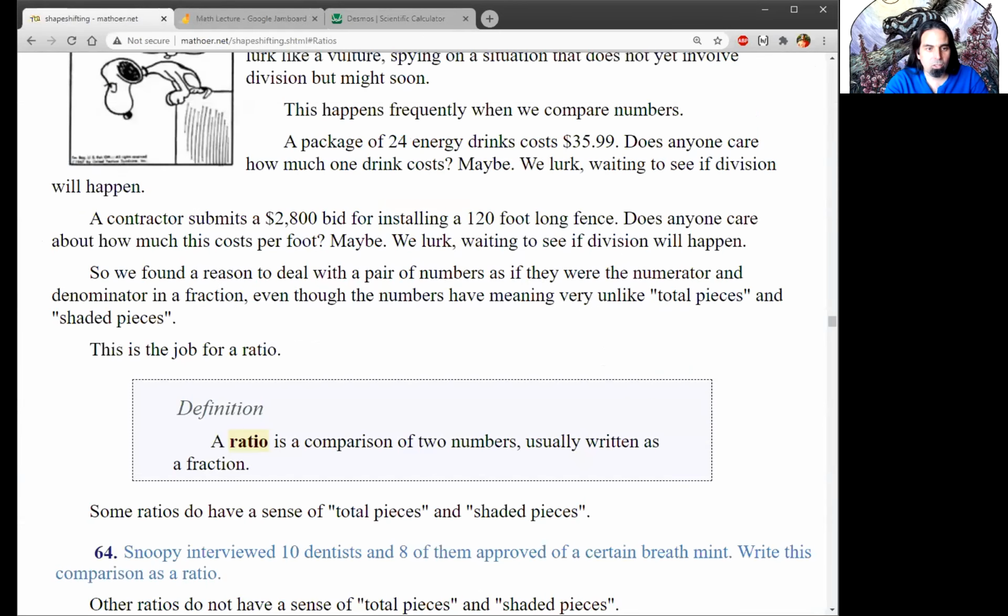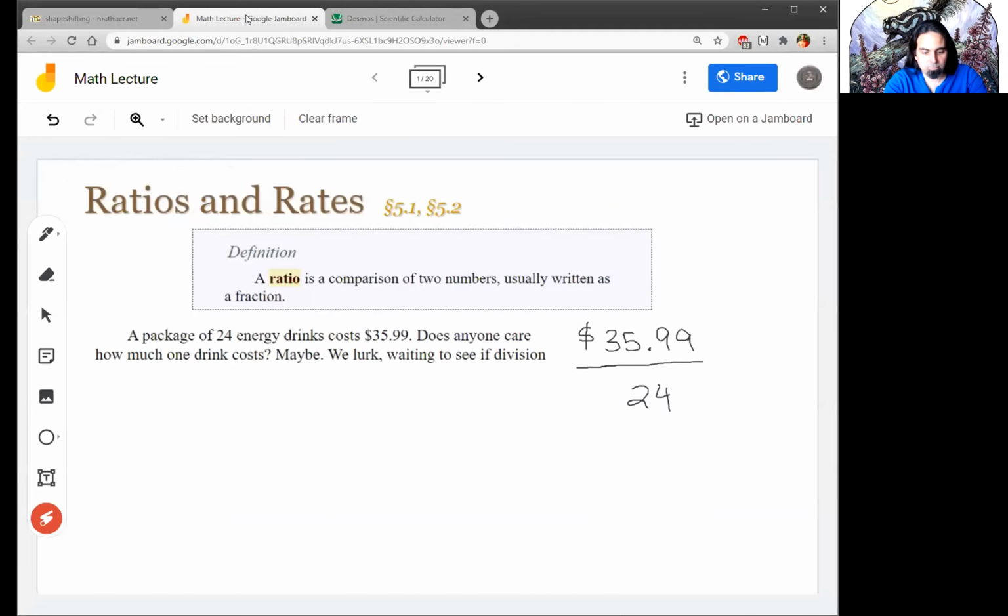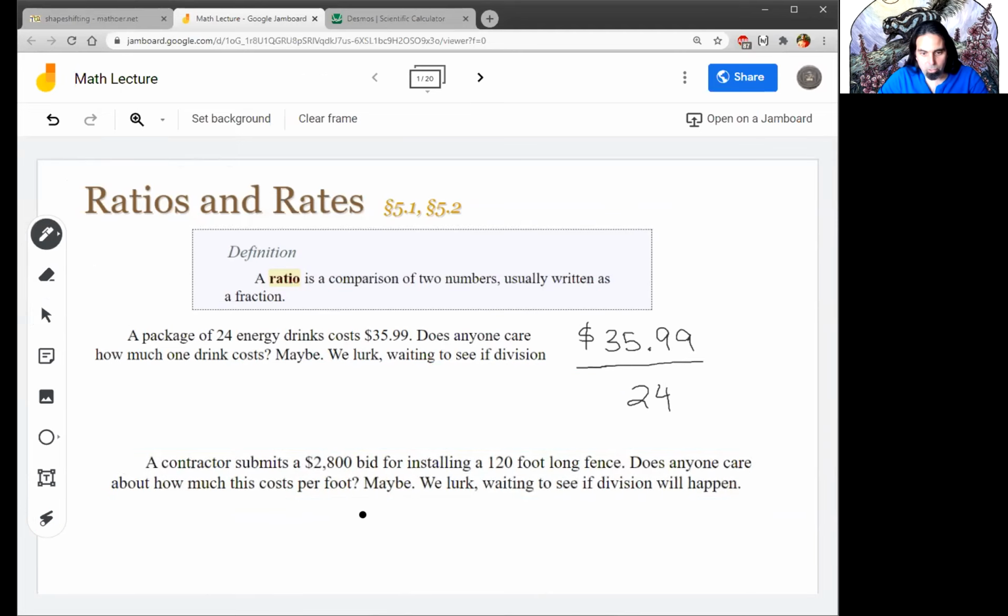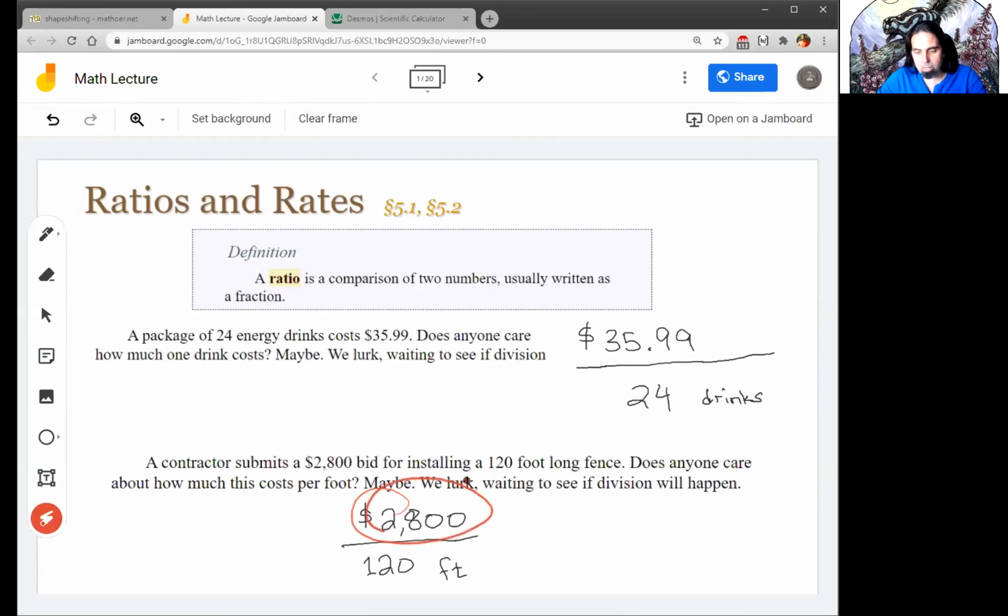The other one we had was the contractor. So we could write 2,800 divided by 120 feet. And I should actually be good and put a label here too. We'll see later that we like labeling our ratios. So once again, it's not like this is how many feet we care about and that's how many feet there are total. It's not a normal kind of fraction. We're just using the fraction format to compare two numbers.